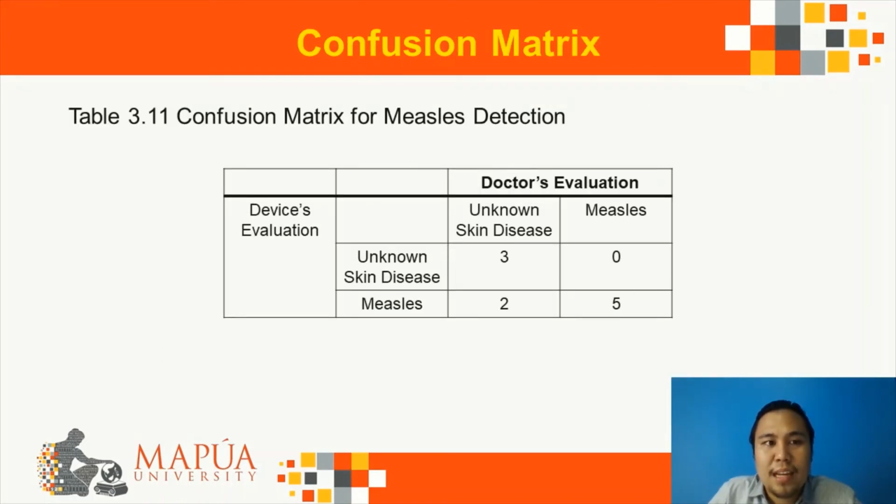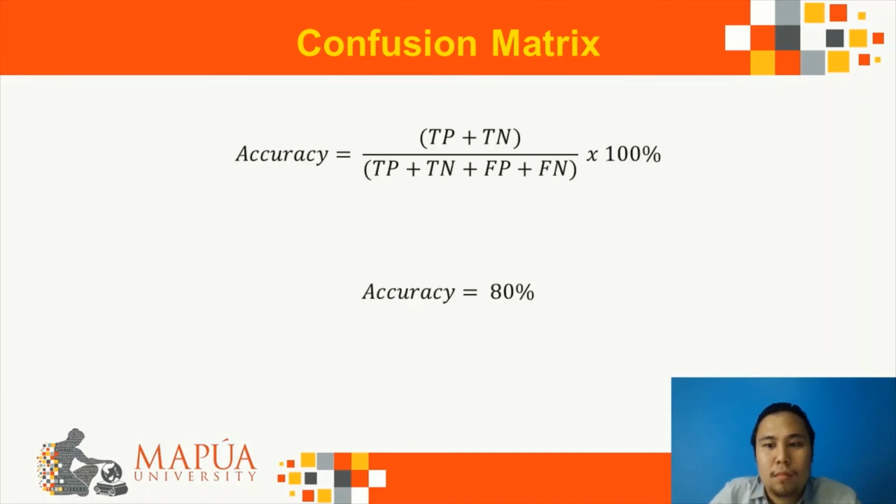Table 3.11 is the confusion matrix used for the testing table number 3.9 for measles detection. The left part is the device evaluation, and the upper part is the doctor's evaluation. It is classified as unknown skin disease and measles. The device correctly classified 3 unknown skin diseases and 5 measles. The device incorrectly classified 2 unknown skin diseases as measles.